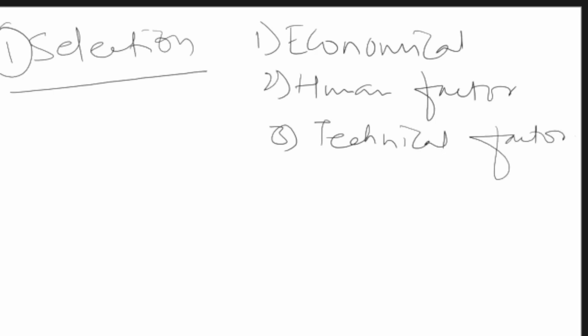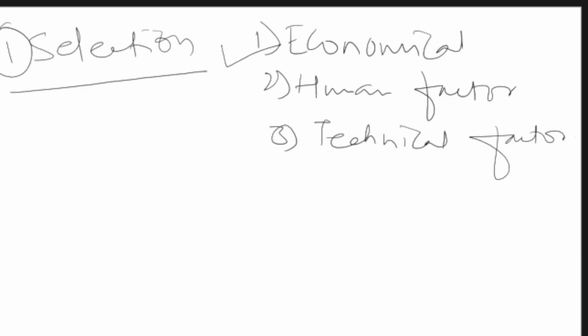Okay, so now as we know that work study, method study, and time study are done for improving the productivity of an organization or a system. So if we are talking about the economical factor, the money which is saved as a result of method study should be sufficiently more. And then only the study will be valuable.